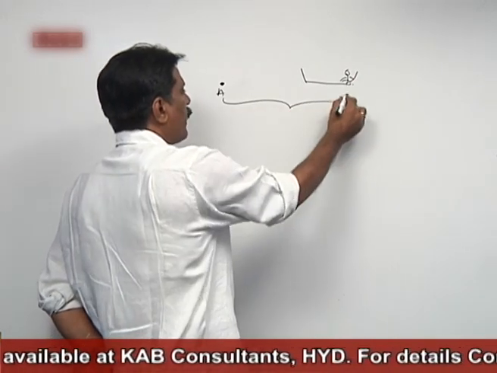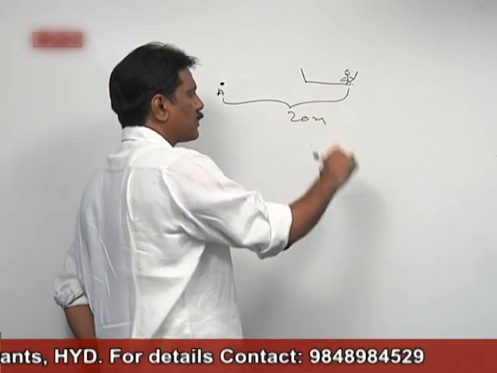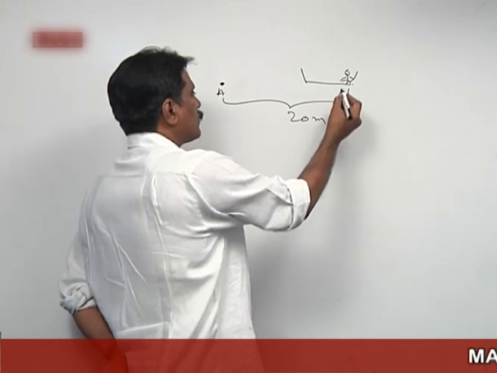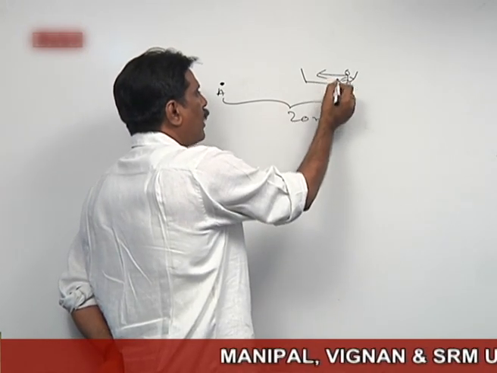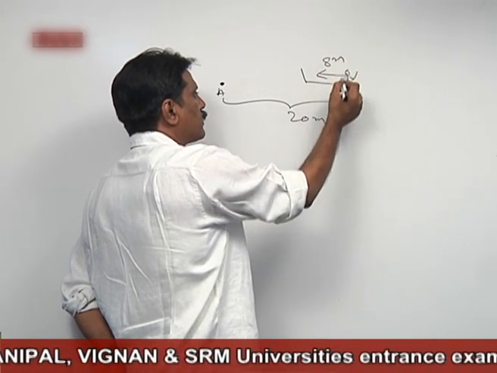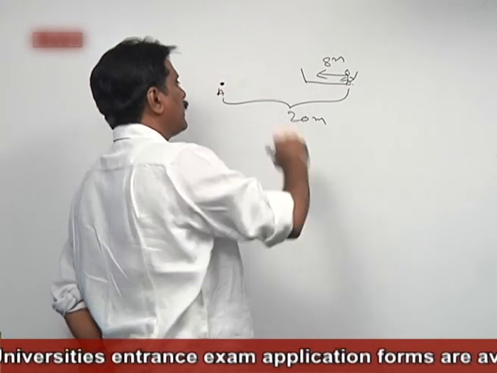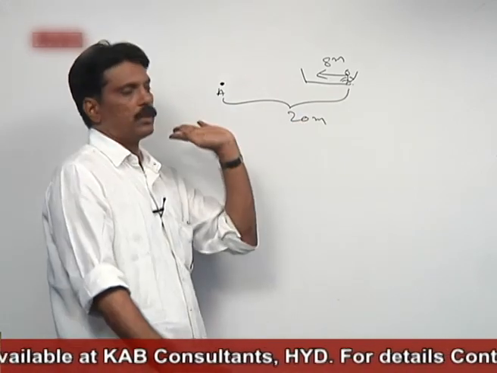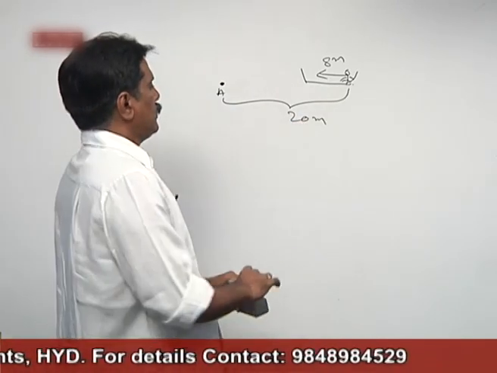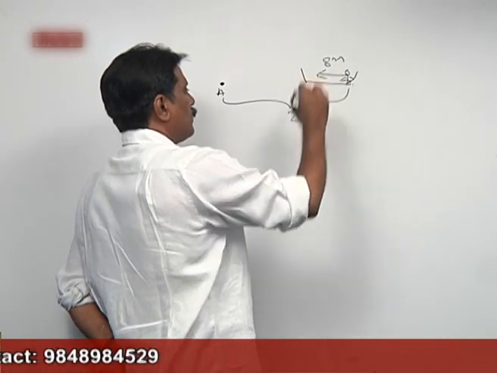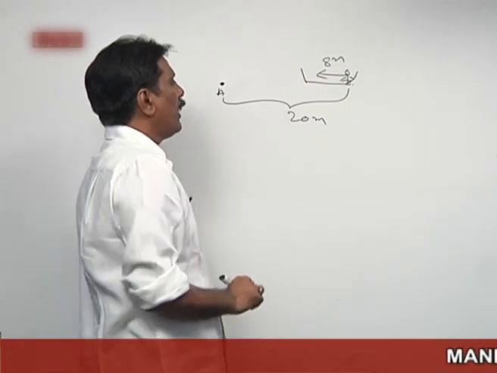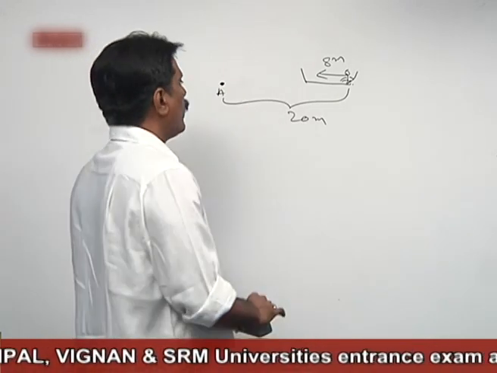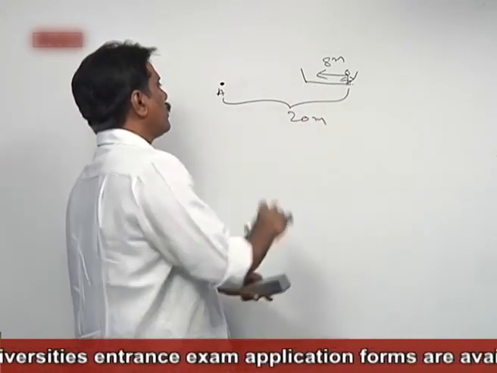The distance of the man from the shore is 20 meters. Now, the man walks 8 meters towards the shore. What would be the effective distance of the man from the point A?